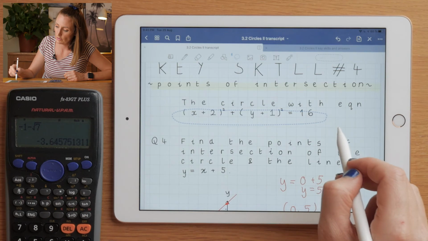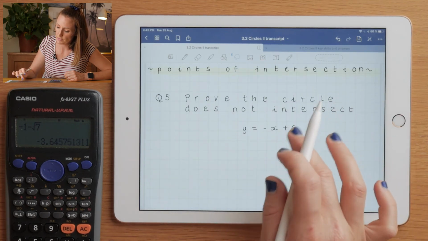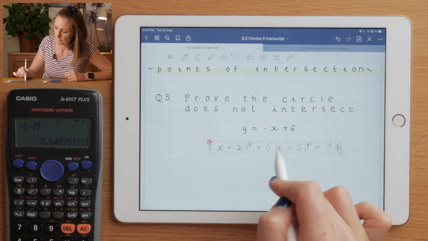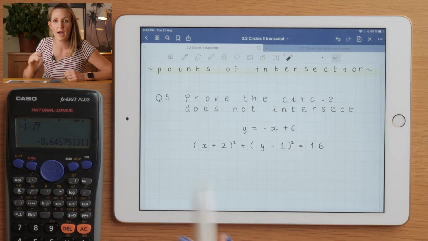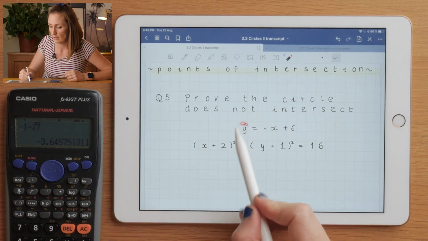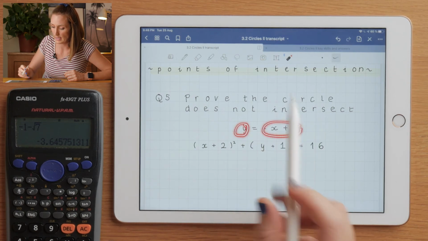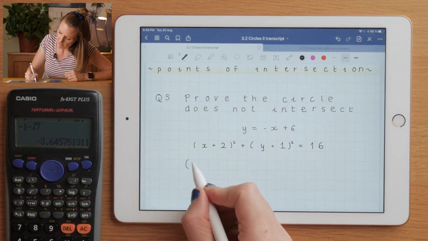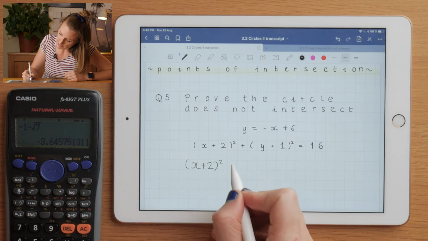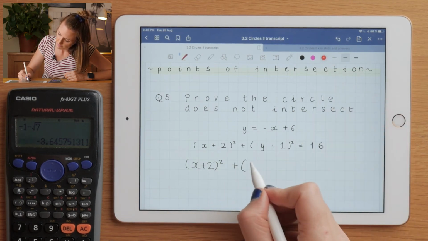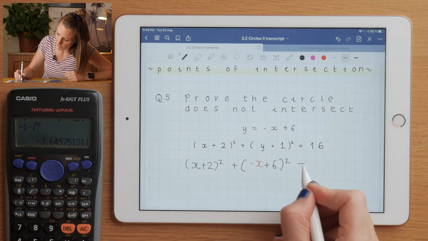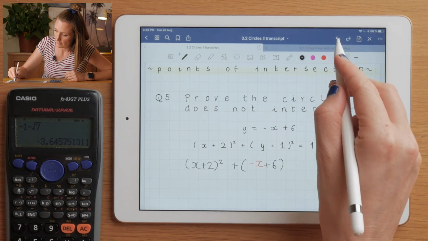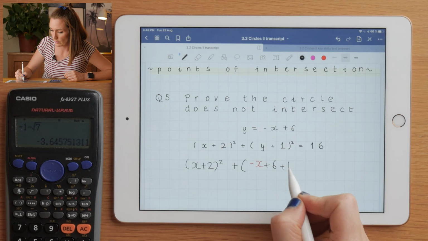So you take your equation of the circle, in x's and y's, and you want to have everything with only one letter. So we're going to replace y with minus x plus 6. So that would give us x plus 2 squared plus minus x plus 6 squared equals, oh, rewind, don't forget that plus 1.